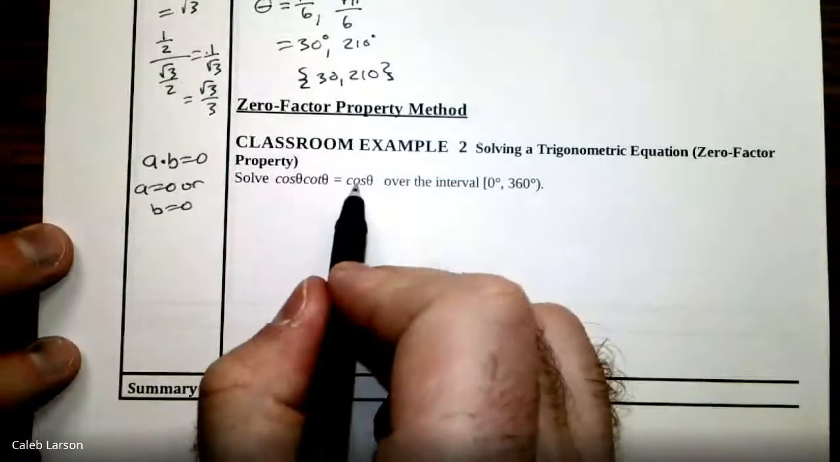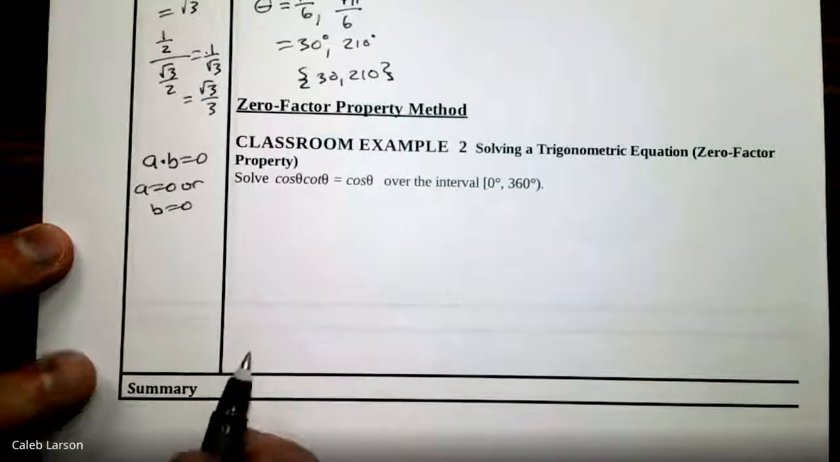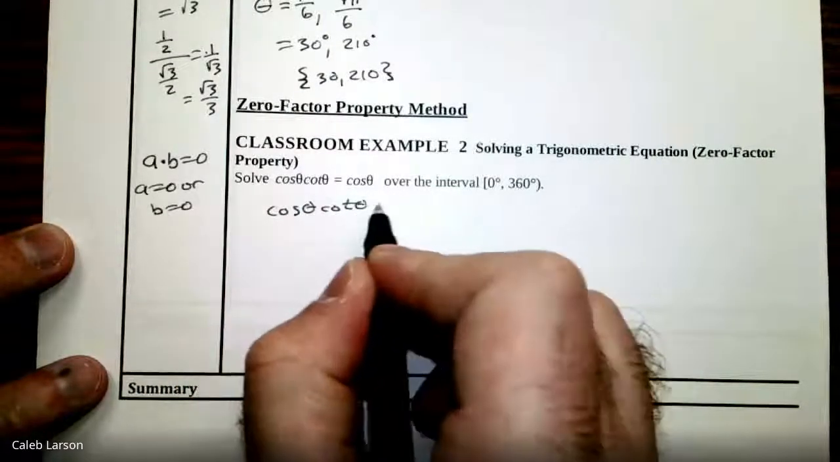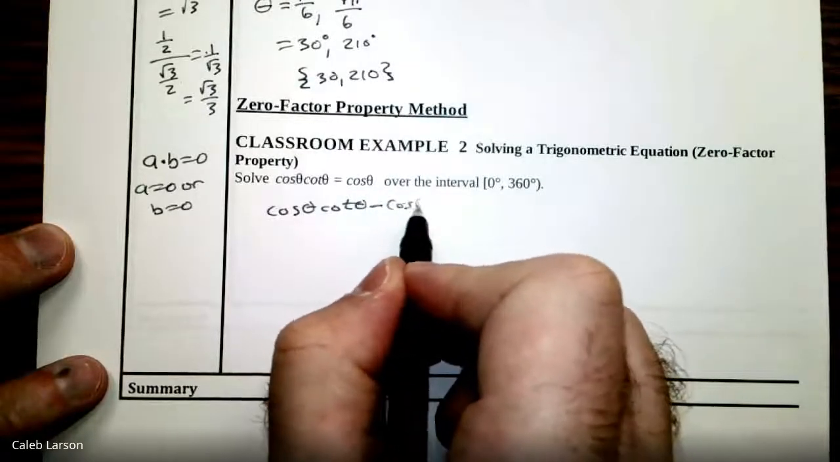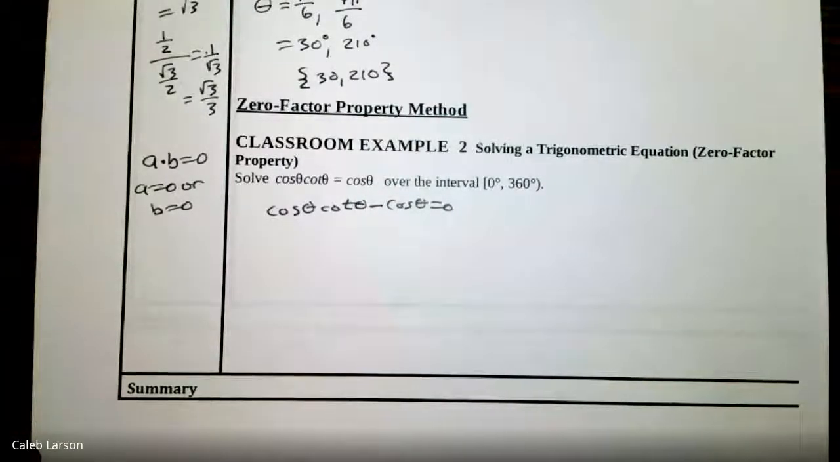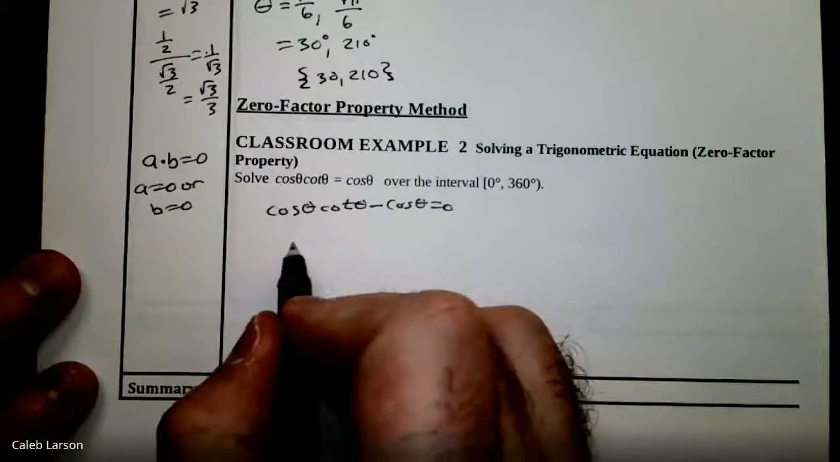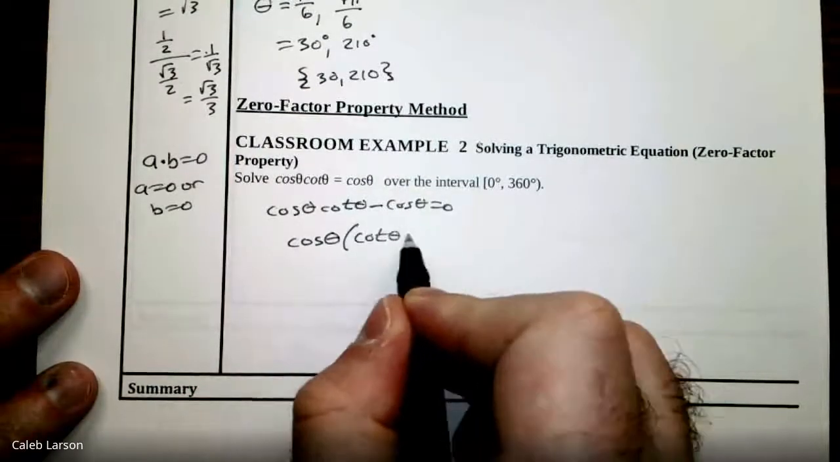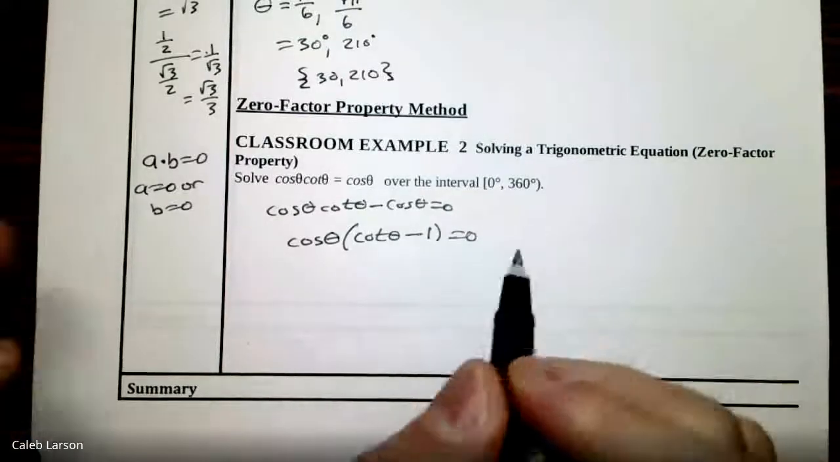So what we're going to do instead is get it equal to 0 first. So we're going to do cosine of theta times cotangent of theta, minus the cosine of theta equals 0. That's just subtracting that cosine on both sides, nothing crazy there. And then we're going to use that GCF factoring method from your past. Go ahead and factor out the cosine of theta here. We're left with cotangent of theta minus 1 is equal to 0.